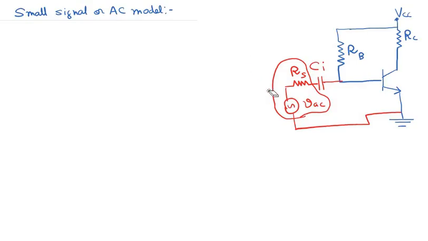Okay, let us not discuss too much about these things, because our intention is to find out the small signal or AC model. And just as I stated before, this is my AC current path into the base, so AC current, and this is basically my DC current path into the base.